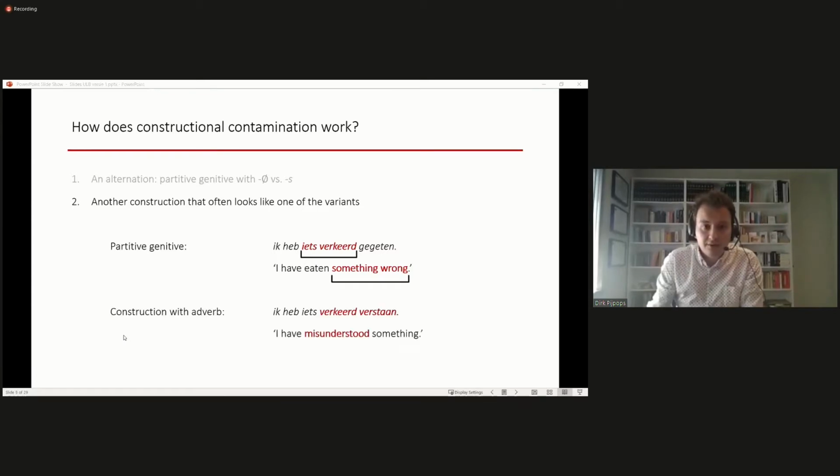Now here you see another sentence that does not contain a partitive genitive, but rather it contains an adverb. It's a construction with an adverb. Ik heb iets verkeerd verstaan. So literally I have something wrongly understood. I've misunderstood something. Verkeerd here is an adverb that modifies the verb verstaan, understood.